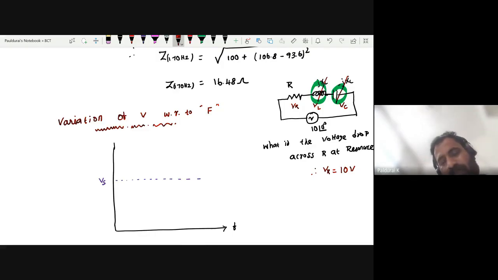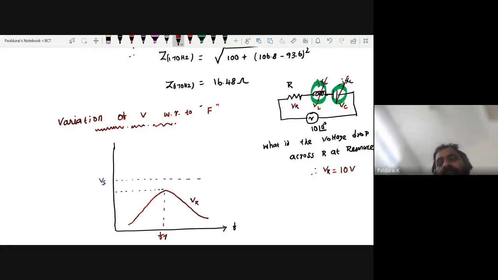But what is the maximum voltage drop across R? That is the applied voltage, but you won't get the same 10 volt, you will get some 8 volt or 9 volt. So the voltage drop at resonance frequency FR, okay, this is my voltage drop across resistance. At resonance frequency you will get maximum voltage. Till resonance frequency voltage increases, after resonance frequency voltage decreases.